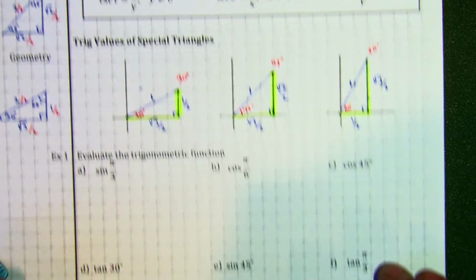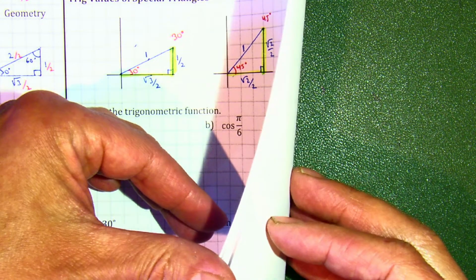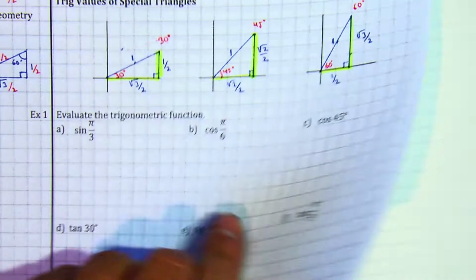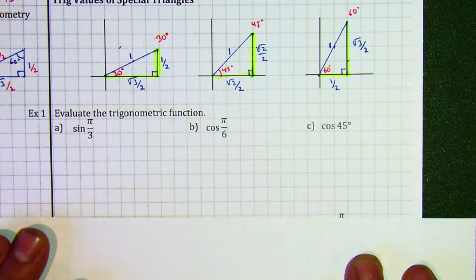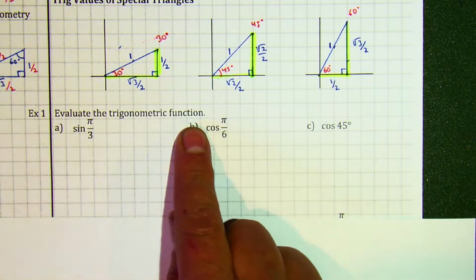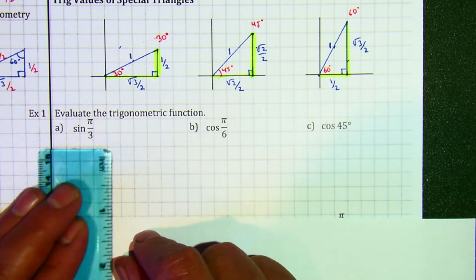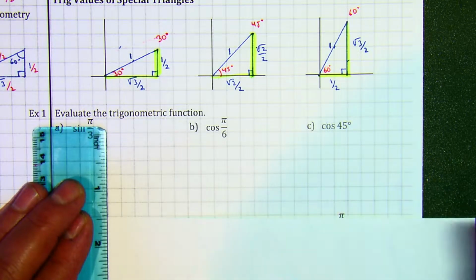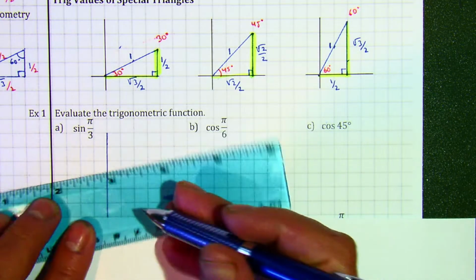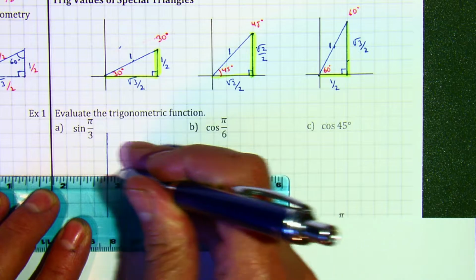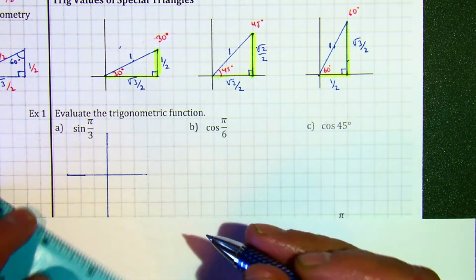So let's go through example number 1. A, B, and C. Evaluate the trigonometric function. So first we're going to make an x and y axis, and we're going to make a smaller one. So we're just going to make a 3x3, something small that we can just quickly reference your angle. Now you must do this on the homework. I need to be able to see your graph.